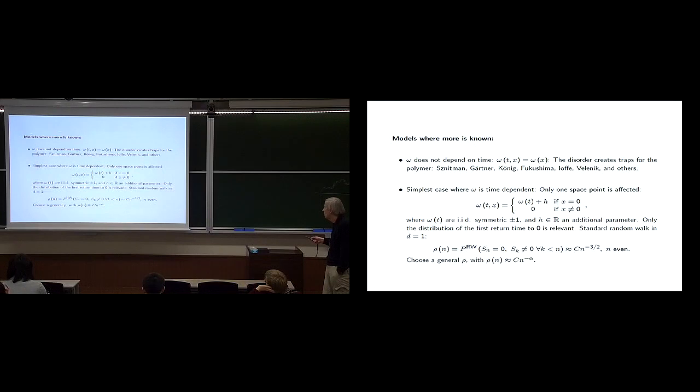Models where much more is known is a case where the randomness doesn't depend on time, so it just depends on space. And then, of course, in that case, the randomness is creating some regions where omega is larger than in other regions, and then of course the random walk would prefer to go to these regions. But there are a lot of competing regions, and it may be difficult to reach the most favorite region, etc. So that is also not an easy object, and there has been a lot of work on it, but a lot is known here. It depends also on the distribution of this randomness. There has been a lot of work for this situation by Sznitman, Gärtner, König, Fukushima, Joffe, Wüthrich. So there is a tremendous amount of work on this type of models.